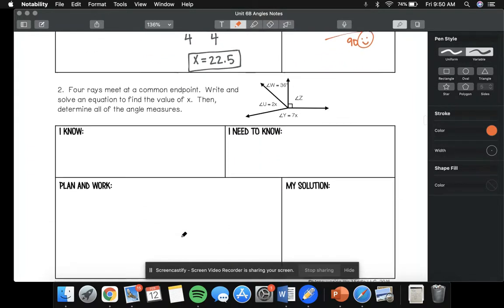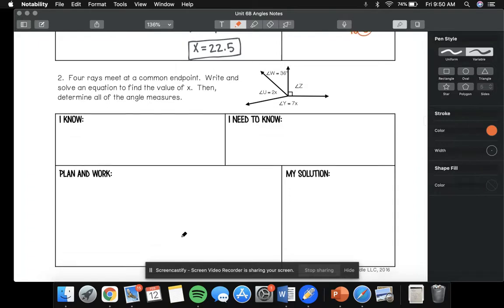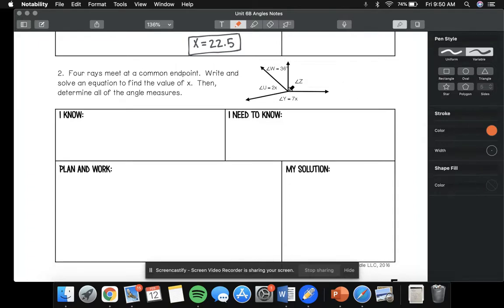Number 2, we have 4 rays that meet at a common endpoint. So rays are just like parts of a line, like half of a line. So here's our endpoint, and we have 4 lines shooting off from there. Write and solve an equation to find the value of x. Then determine all of the angle measures.